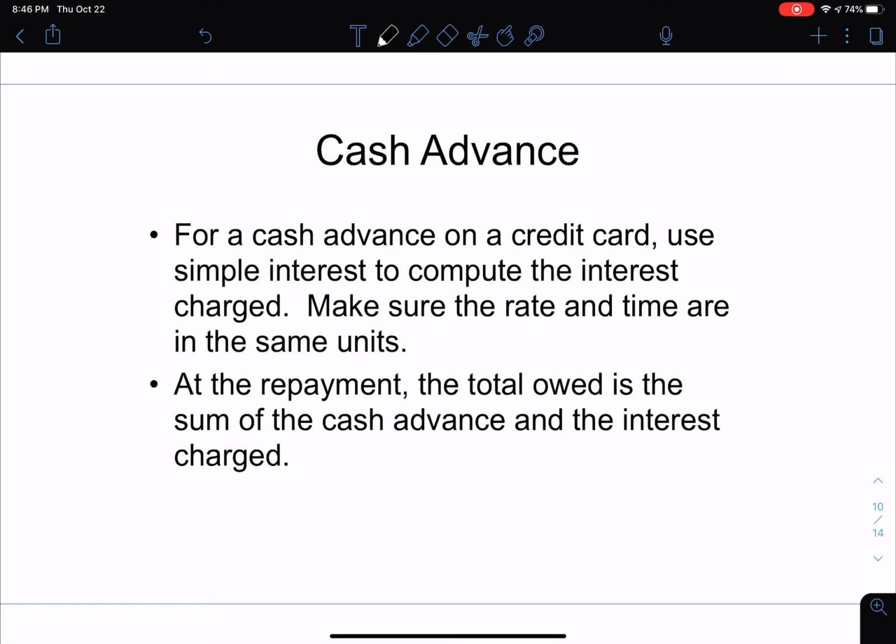Let's look at a cash advance. Cash advances, you use simple interest again. Just make sure your rate and time are in the same units. And upon repayment, the total you owe is the sum of not only the cash advance, but whatever the interest was charged. So it's a type of loan you're just putting on a credit card. You're going to find, though, that oftentimes it's cheaper to go get an installment loan rather than to do a cash advance loan. Usually cash advance loans have higher interest rates than installment loans.